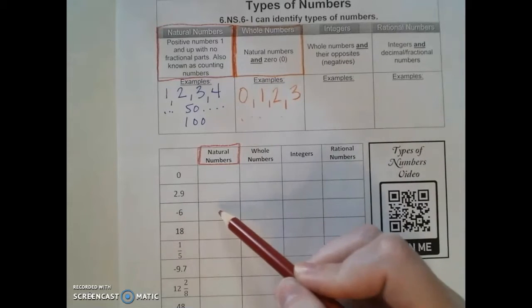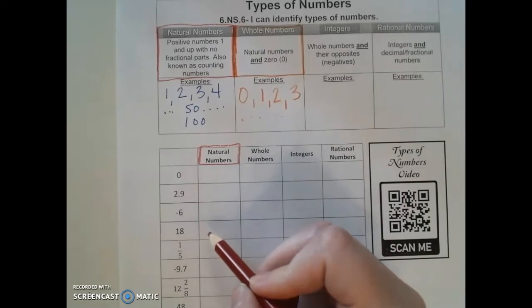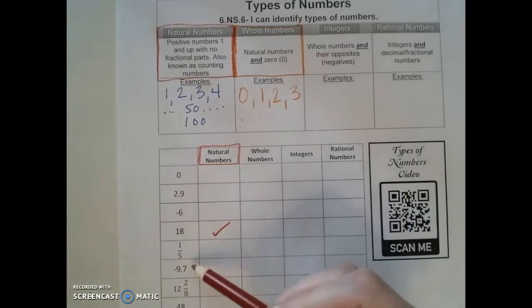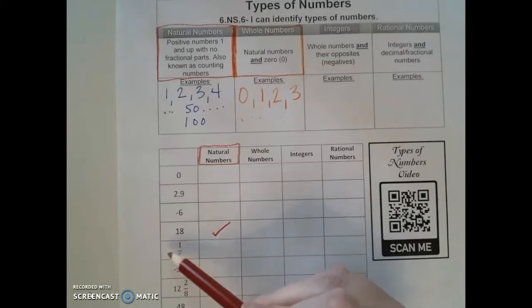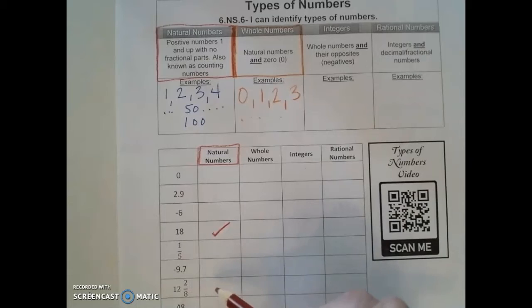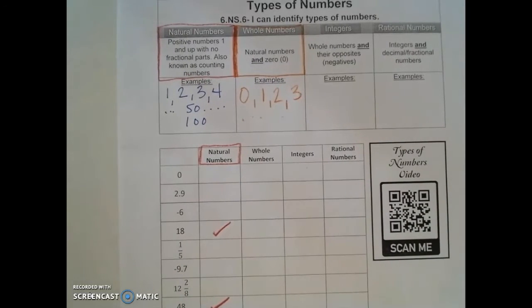-6 is not positive, so that would not be a natural number. But then we have an 18. And 18 would be a natural number. So I'm just going to check that in the box. Then we have 1/5. And 1/5 is a fraction, so that's not a natural number. -9.7, a negative number, and it's a decimal, so it's not a natural number. 12 2/8, it's a fraction, so it's not a natural number. And then we have 48, and that is a positive number, counting number. So we're going to check that too, because it's a natural number.